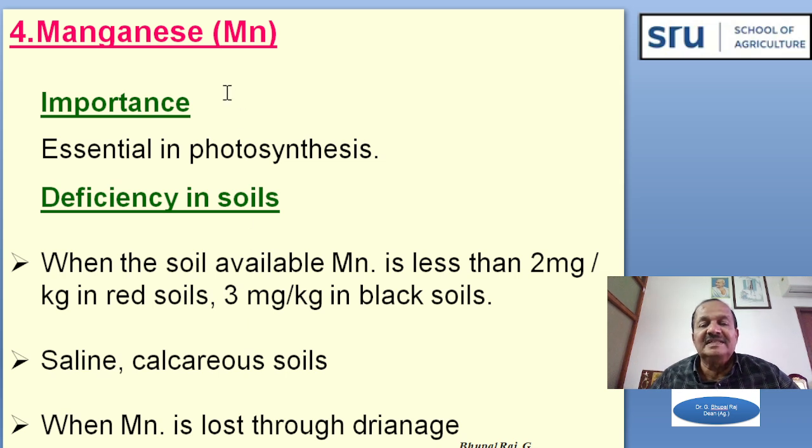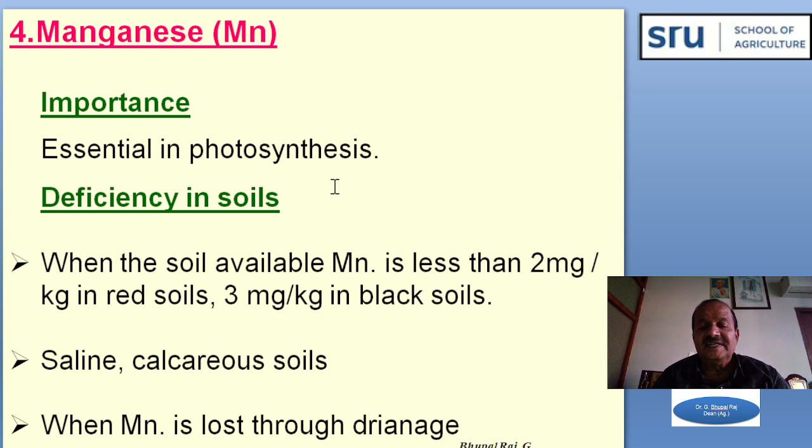The fourth micronutrient element is manganese. It is very essential for photosynthesis in plants. In soil testing, if manganese is less than 2 ppm in red soils, that is 2 mg per kg of soil, or less than 3 ppm in black soils, that is 3 mg per kg of soil, the soil is called deficient in manganese. It is observed in saline and calcareous soils. Saline means soils with high salt content. Calcareous soils contain high amounts of calcium carbonate.